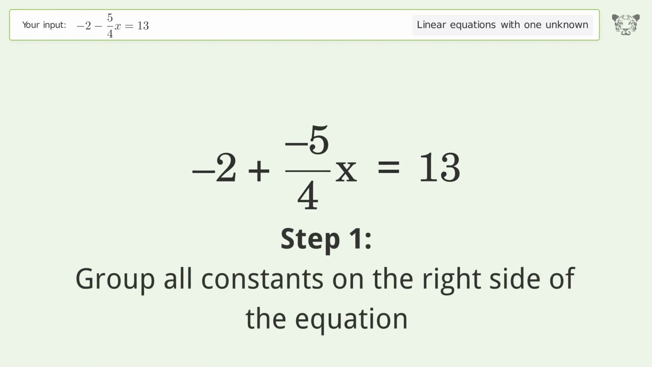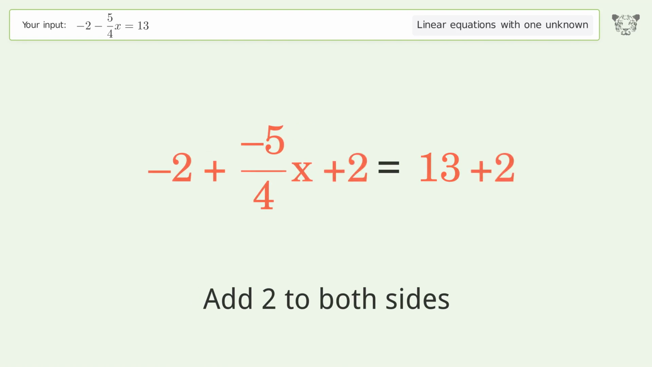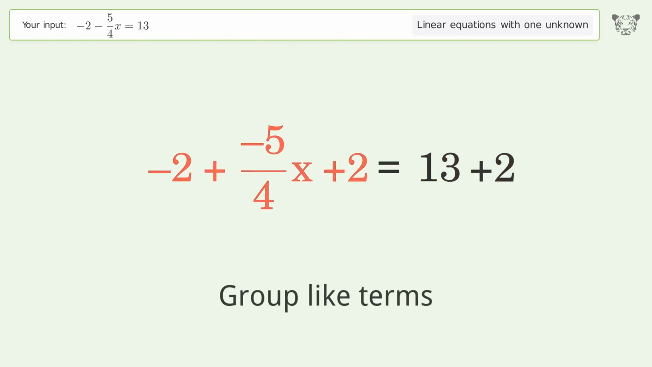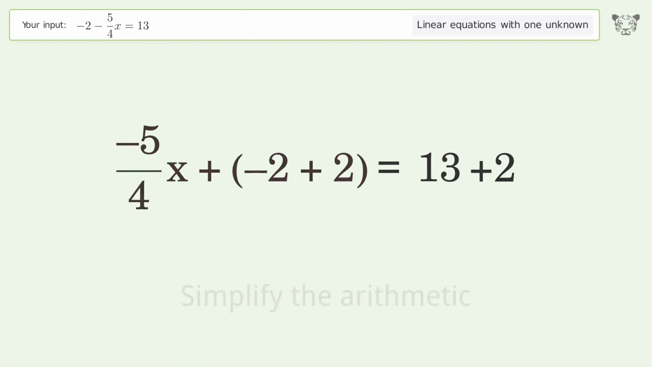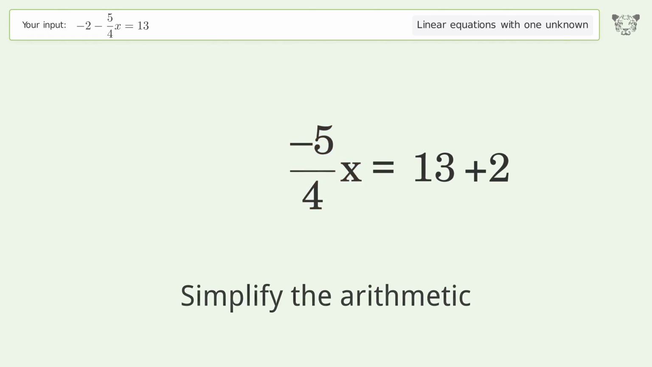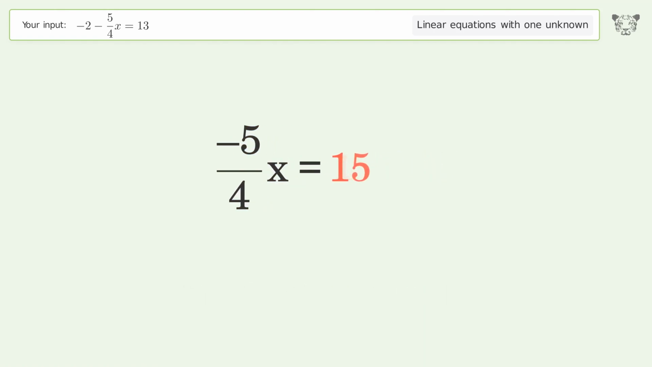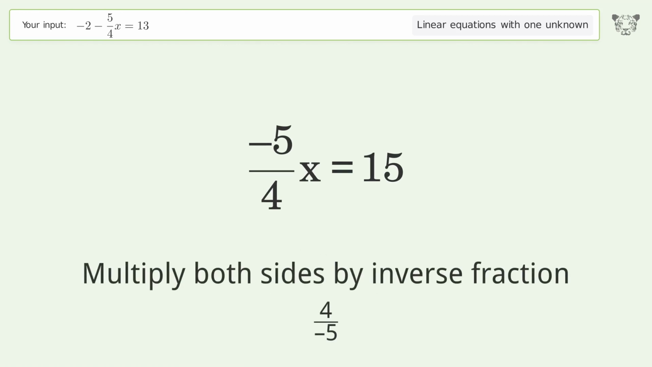Group all constants on the right side of the equation. Add 2 to both sides. Group like terms. Simplify the arithmetic. Isolate the x. Multiply both sides by the inverse fraction 4 over -5.